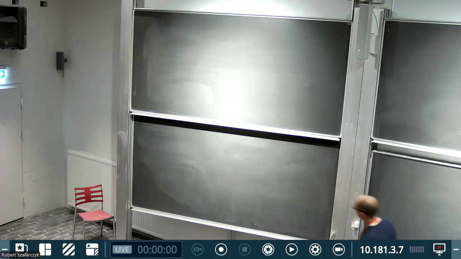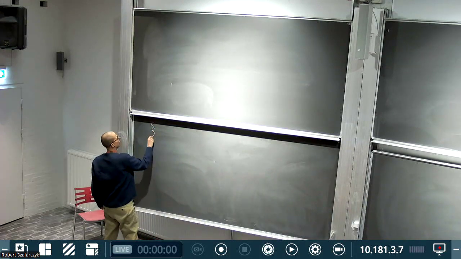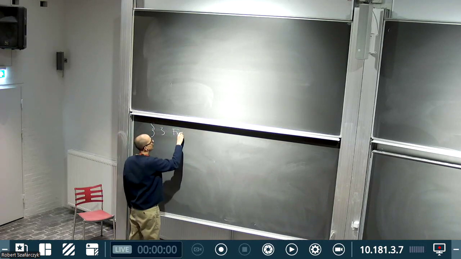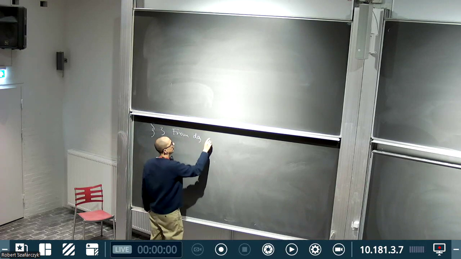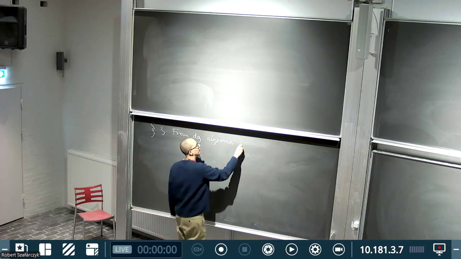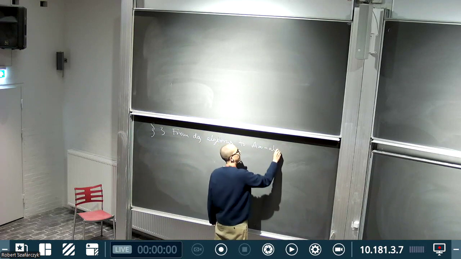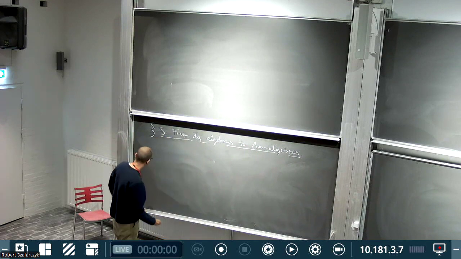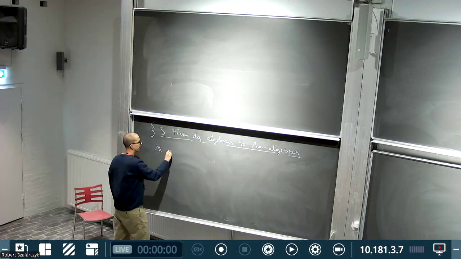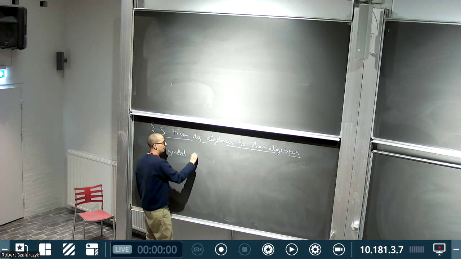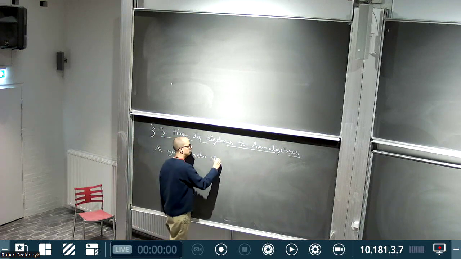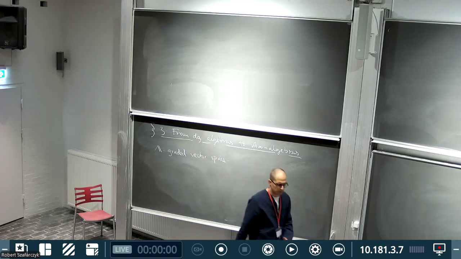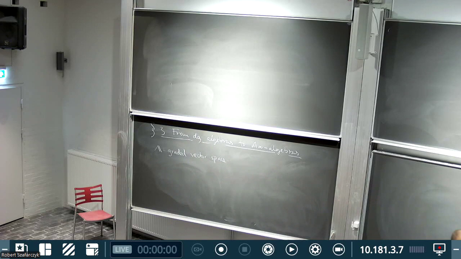Yeah, so today I want to continue with section 3, from DG algebras to infinity algebras. First, I want to give some definitions. Fix lambda, a graded vector space. For example, the underlying graded vector space of some chain complex, or of the cohomology of a chain complex.